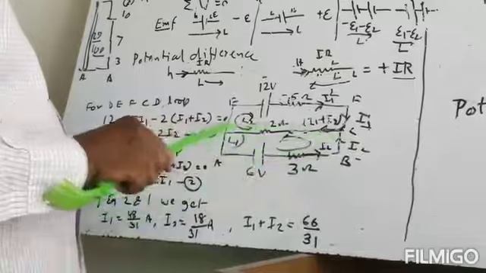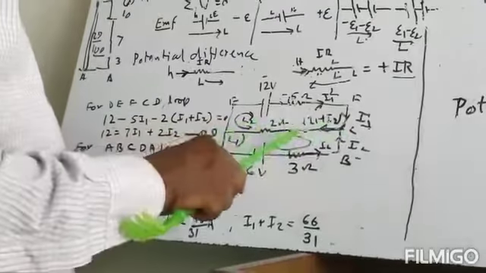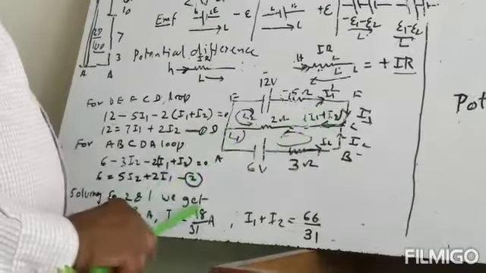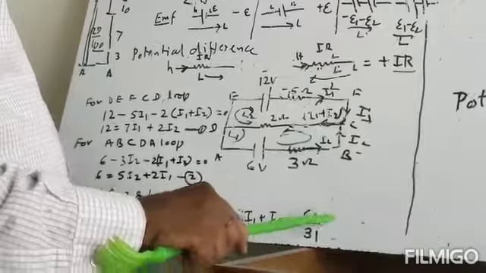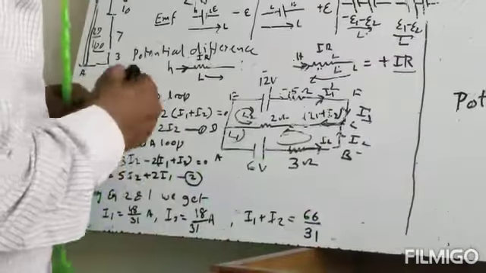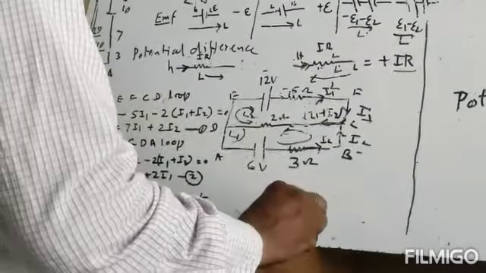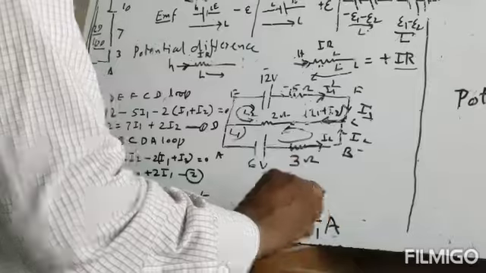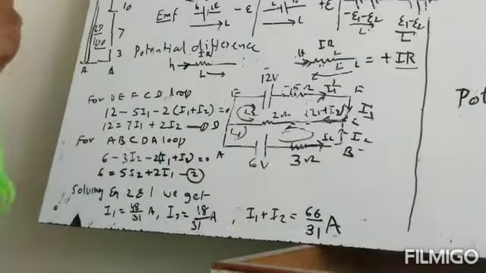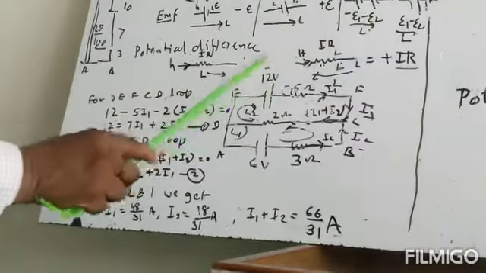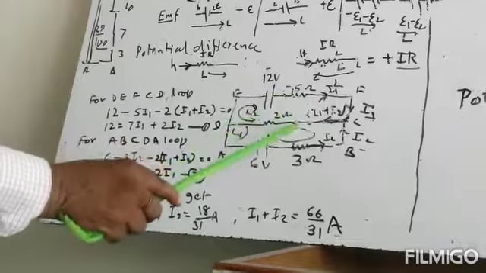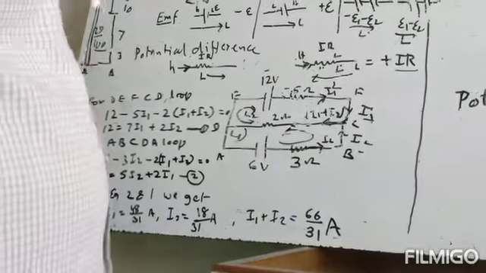And in the CD branch, what will be the current? It will be the sum of I1 plus I2. Add them, then it will be equal to 66/31 ampere. So in this way we can find the values of the currents I1, I2 and I1 plus I2. This is one method.